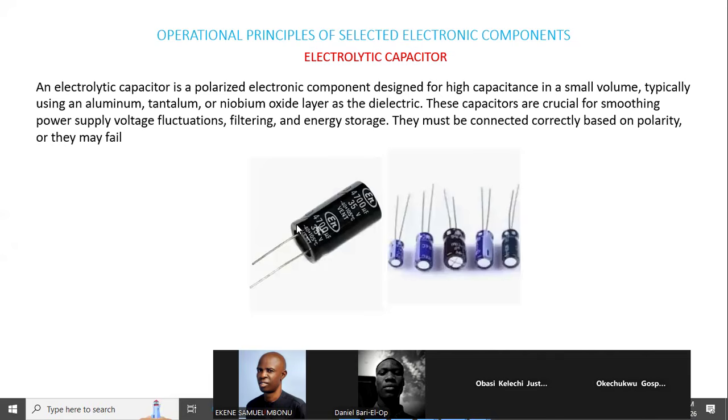You can even see it on the body. The shorter leg is always labeled negative. You can see it. Look at it. You can see it there. It follows the same pattern with LED.